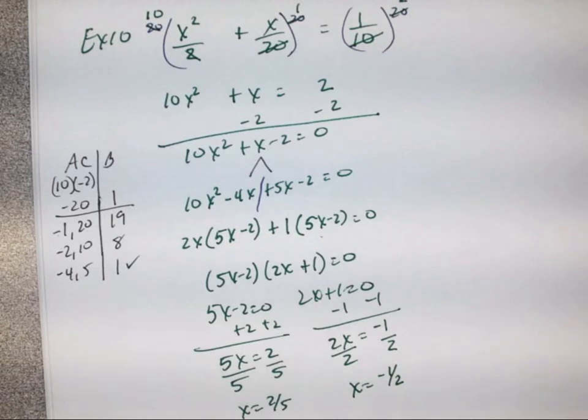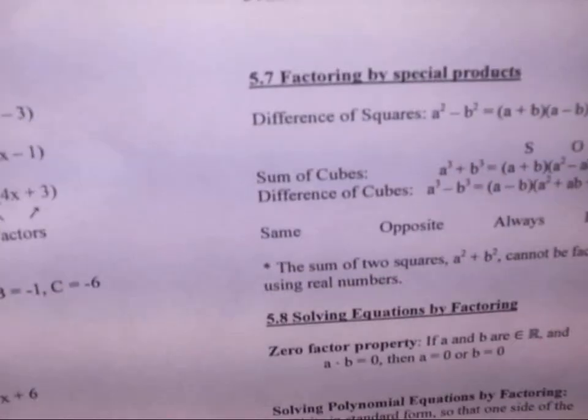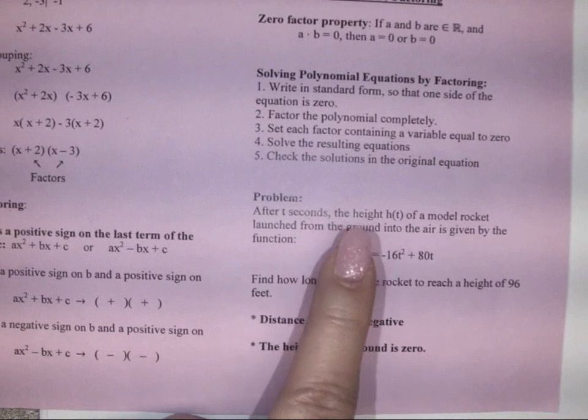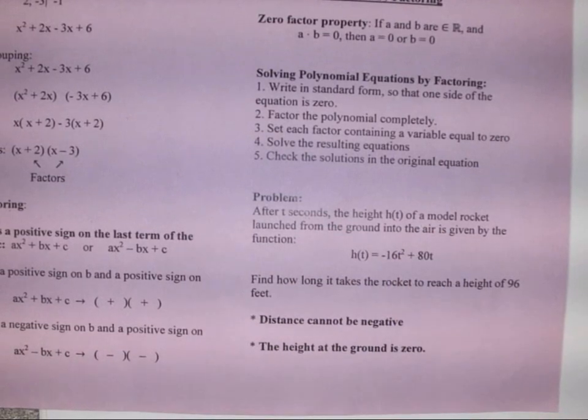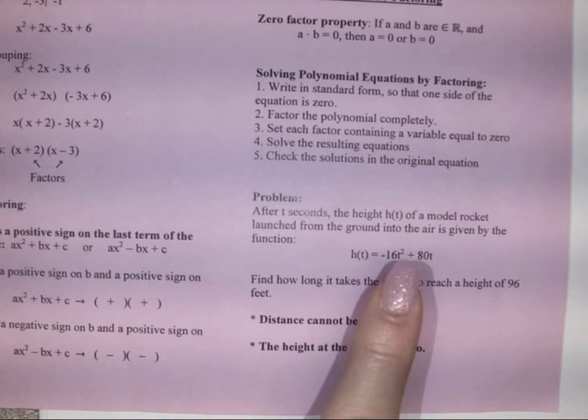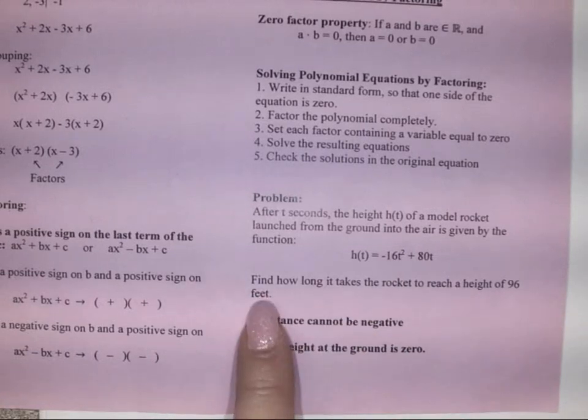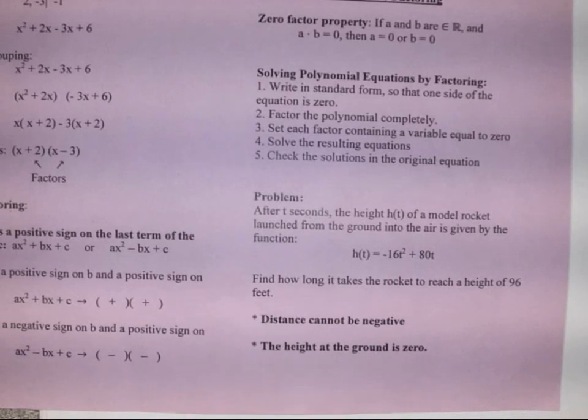All right, the next problem we're going to look at is a word problem. And we're going to use the skills that we've covered in here to solve this. So after t seconds, the height h(t) of a model rocket launched from the ground into the air is given by this function. Find how long it takes the rocket to reach a height of 96 feet. So we are looking to see how long it'll take to reach 96.